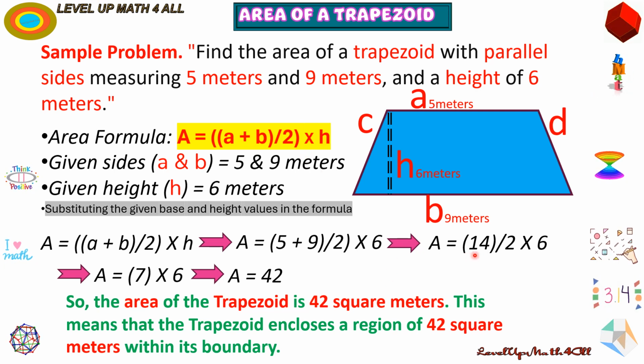Then 5 plus 9 is 14. That's divided by 2 times 6. Now, 14 divided by 2 is 7. 7 times 6 is 42. So the area of the trapezoid is 42 square meters.